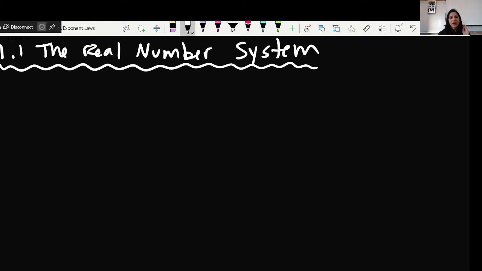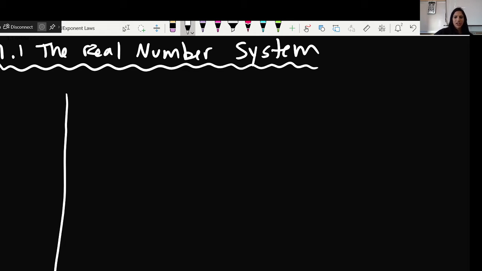And again, depending on which class you were in last year, how much you did, some of this stuff might feel like review, and for other people it might be completely brand new. But we're going to start with, well, the real number system. I'm going to show you using a diagram.